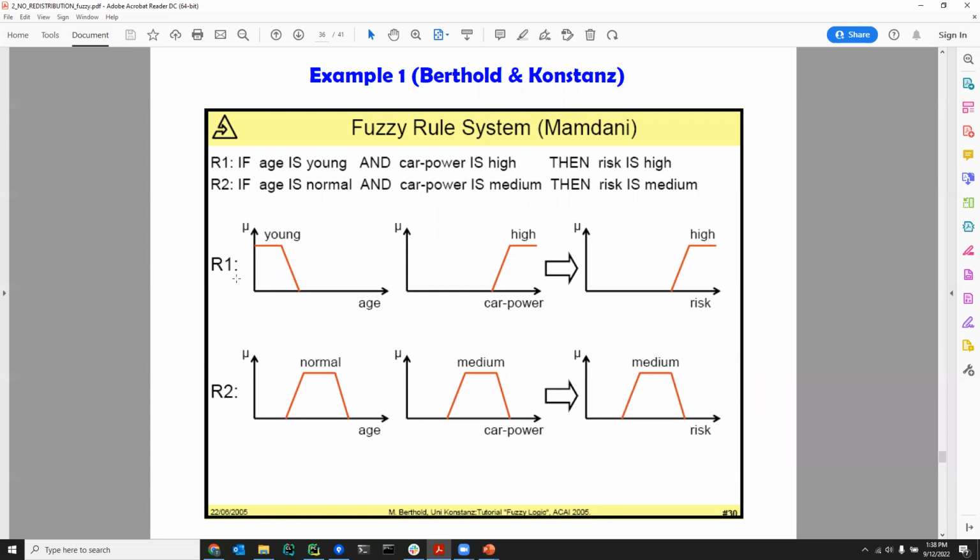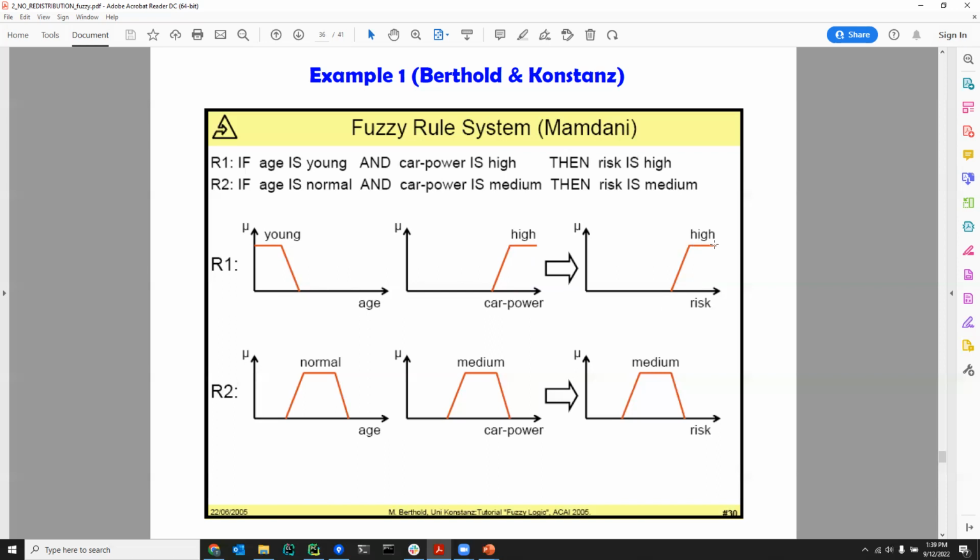So one rule that you might have, and first of all, let's say that you have membership functions describing age for maybe young, normal, and old. And then you have car power membership functions, let's say low, medium, and high. And then also for risk, you have sets describing low, medium, and high. So one rule that you might have is if you belong to the young set and your car power is in the high set, well, that should correspond to high risk.